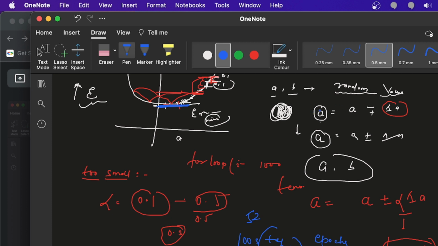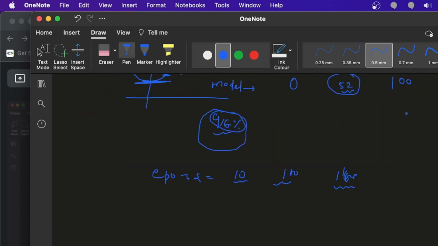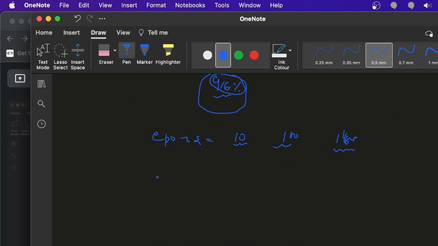You only have to choose some random value and update the value of A. Now the question is, what is the meaning of delta A here? What is the meaning of delta A? You are going to use a for loop, maybe 100 steps in every for loop. This is your epochs.